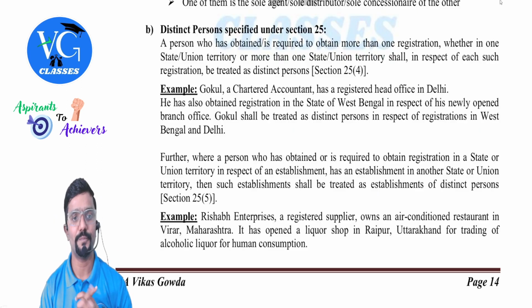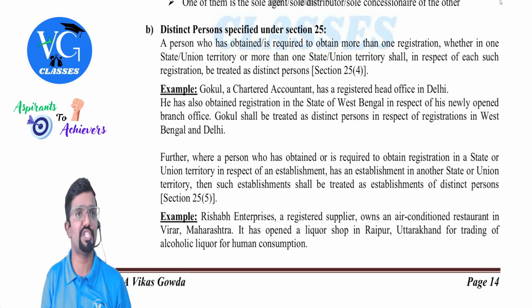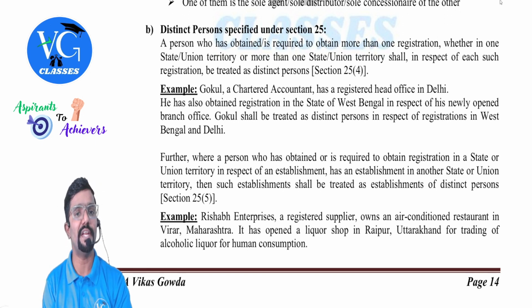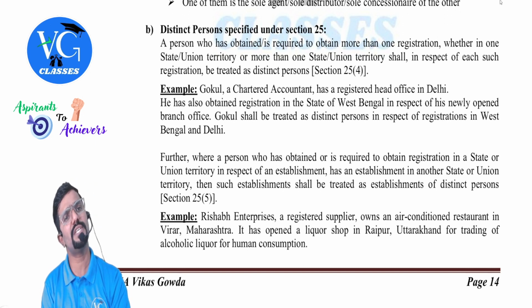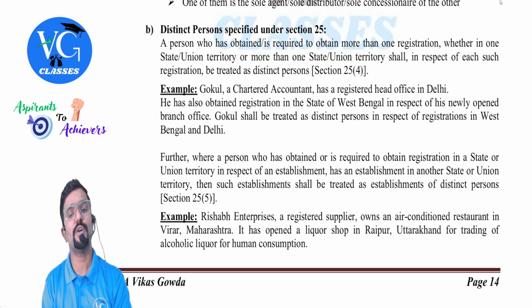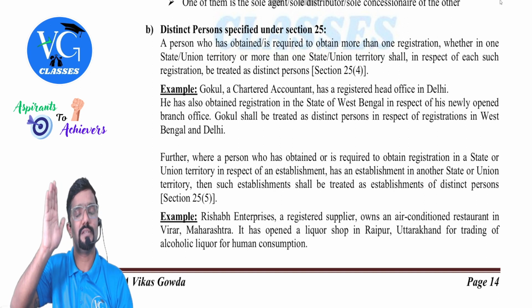Now let us read the provision. Distinct person specified under section 25. Guys, section 25 talks about registration actually. A person who has obtained or is required to obtain more than one registration, whether in one state or union territory, sir, can I take more than one registration even in one state? Yes, but that is voluntary. Or more than one state or union territory shall, in respect of each such registration, be treated as distinct person.